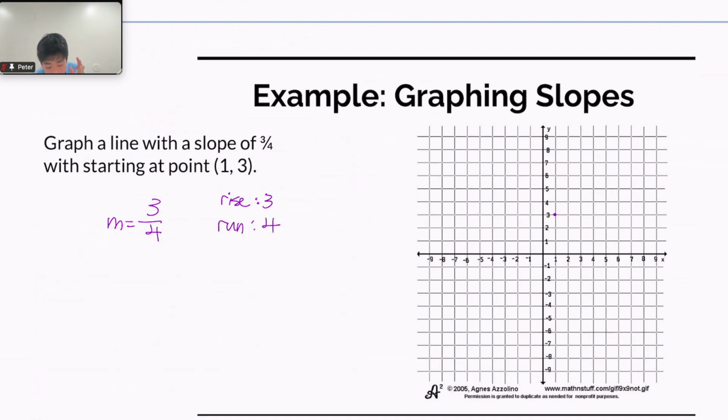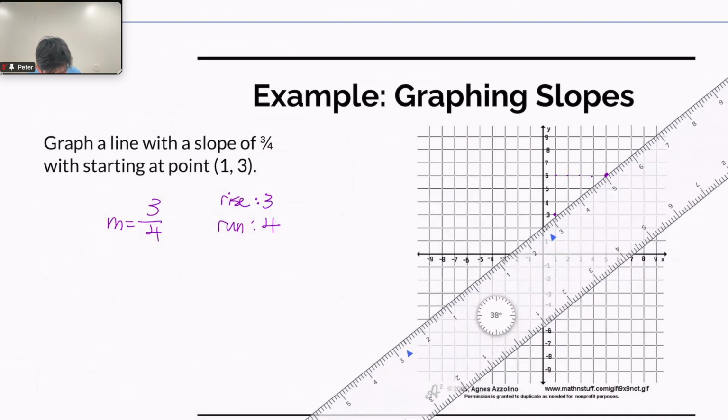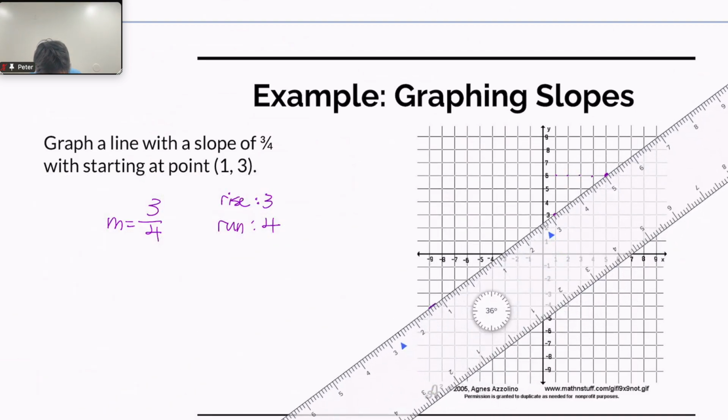So we're gonna rise up 3 because it's positive. 1, 2, 3. It will be 6 in this case. And then we're gonna run 4 to the positive side, which is right because it has a positive denominator. So we will go 1, 2, 3, 4, right about there. Then we're gonna connect these two points. And there you go, we got our slope here.